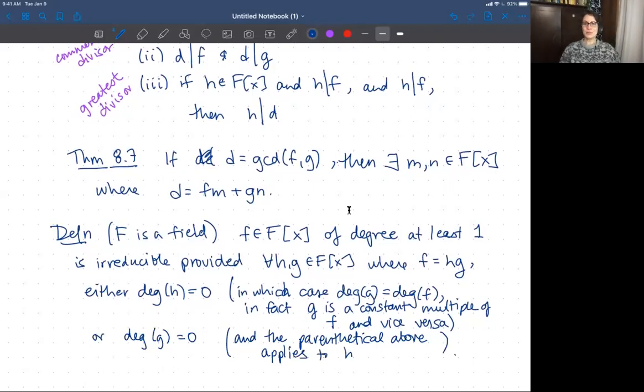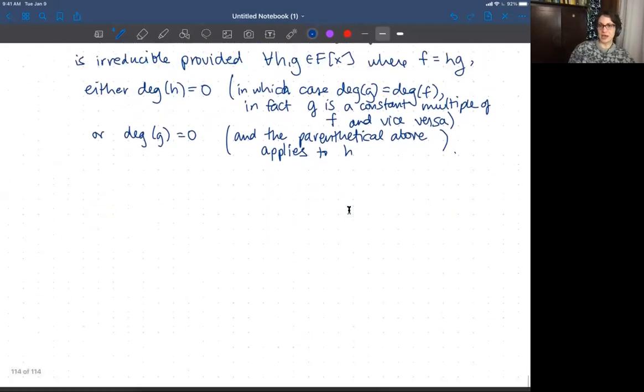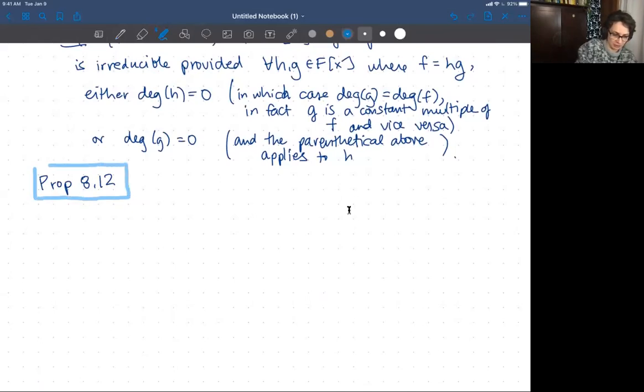So this is saying any way you try to factor this polynomial, the only thing you can do is pull out a constant. You can't actually divide by a more interesting polynomial and get a nice clean division. So we can think a little bit about when something is irreducible. This is proposition 8.12, which is a proposition we're going to use a lot in this class. We're going to use it over and over and over again. So I'm going to put it in a blue box here because it's super important.